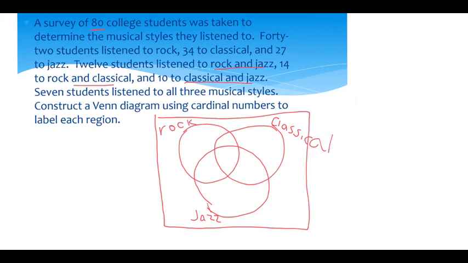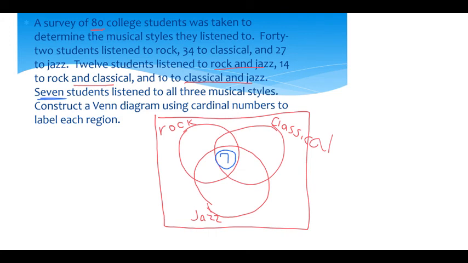Okay, and again, start at the back and work your way forward. So right here in the center is the students that listen to all 3, because it's where the 3 circles overlap. And if we look, we had 7 students that liked all 3. So that 7 is going to go right there.